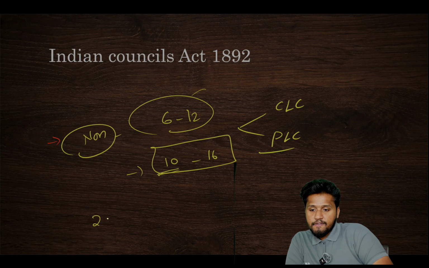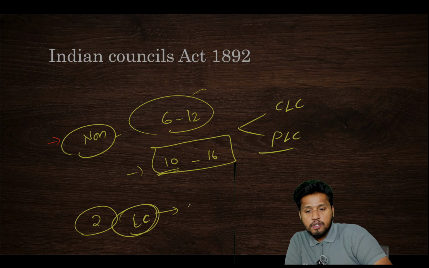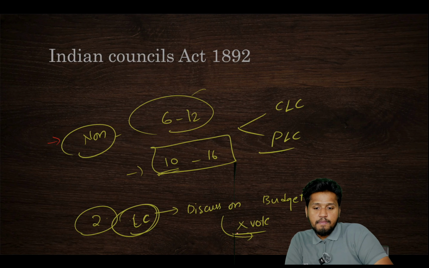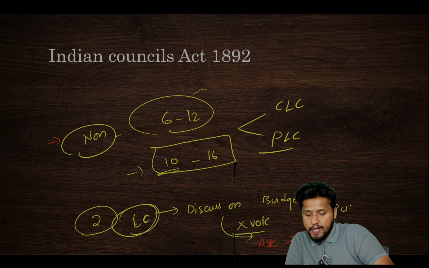The next important feature of this Indian Councils Act is that it increased the functions of the Legislative Council. It gave power to discuss the budget. However, they were not allowed to vote on the budget, and the members could ask questions to the executive. Not all questions, only questions pertaining to public matters.